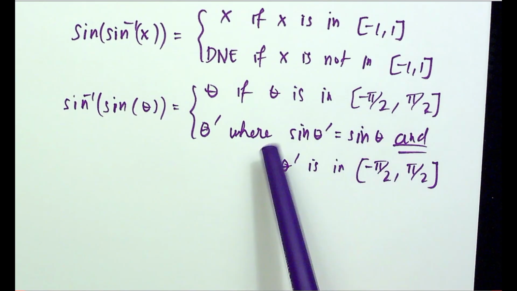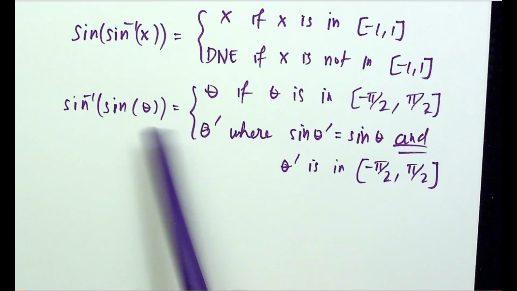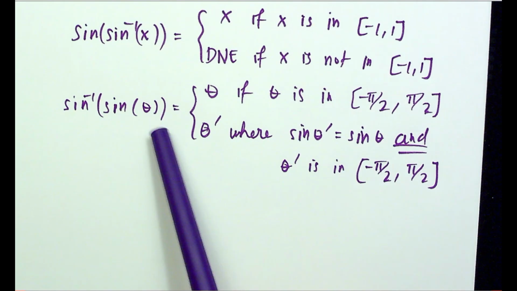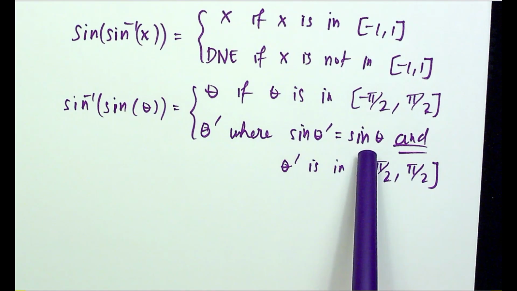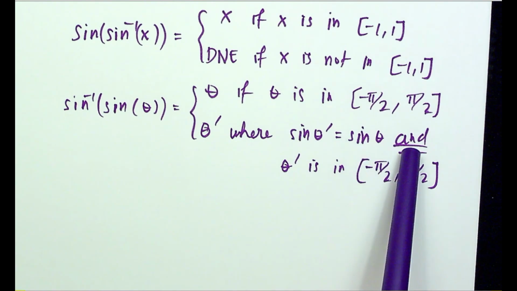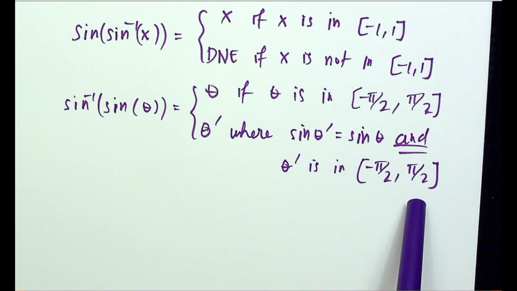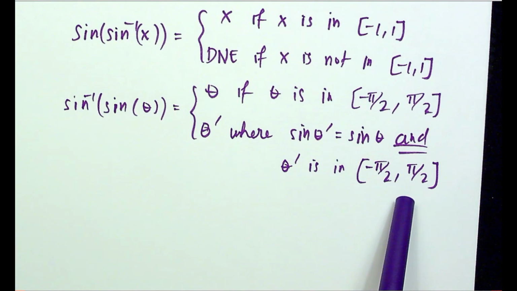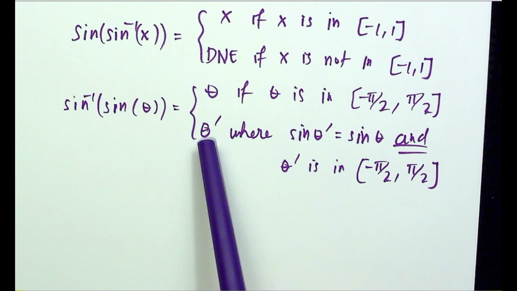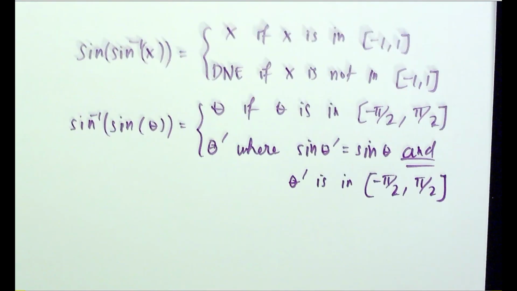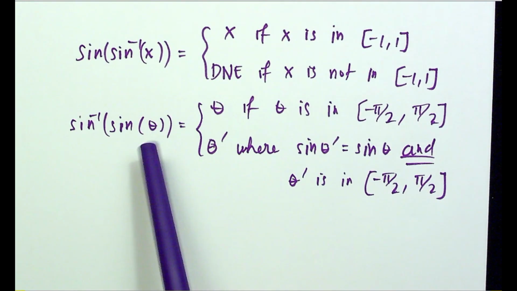If the angle is not between -pi/2 and pi/2, if it is too big or way too small, outside of these bounds, then you have to replace the angle with another angle, theta prime, that has the same value of sine, but that is in the correct interval between -pi/2 and pi/2. Then in that case, they will cancel each other off and you get back the replacement angle. And that's it. Now, that's for sine and its inverse.